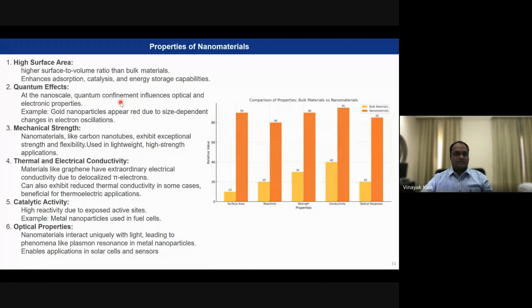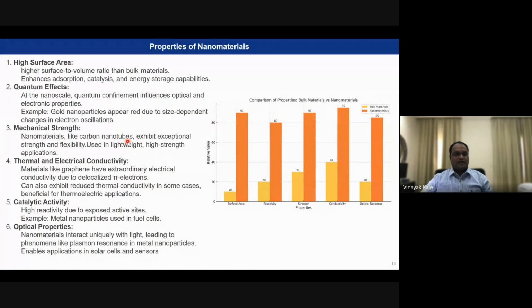Third is the mechanical strength. Nanomaterials like CNT, that is carbon nanotube, exhibit exceptional strength and flexibility, used in lightweight, high-strength applications. The next is the thermal and electrical conductivity. Materials like graphene have extraordinary electrical conductivity due to delocalized pi electrons, and can also exhibit reduced thermal conductivity in some cases, beneficial for thermoelectric applications.